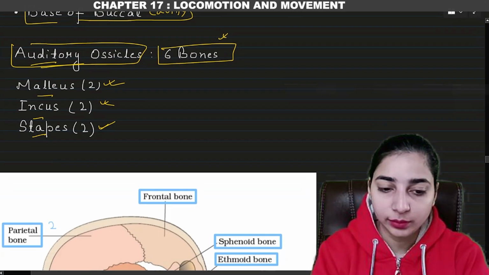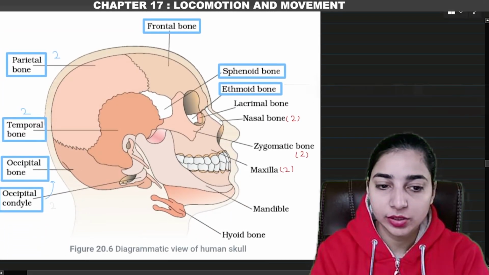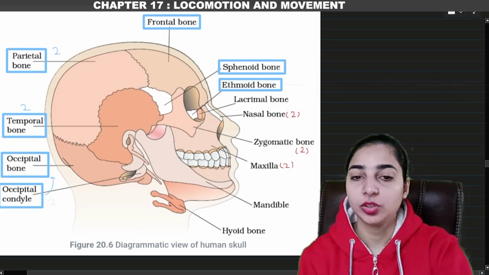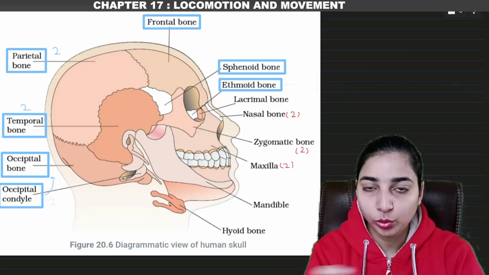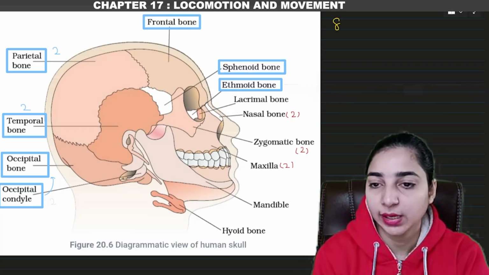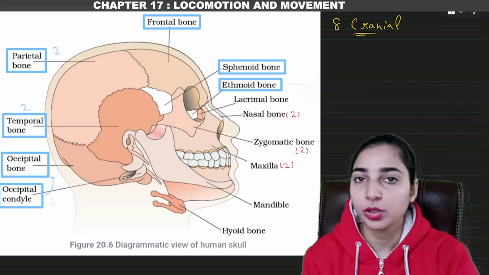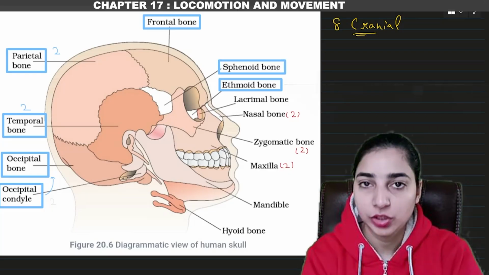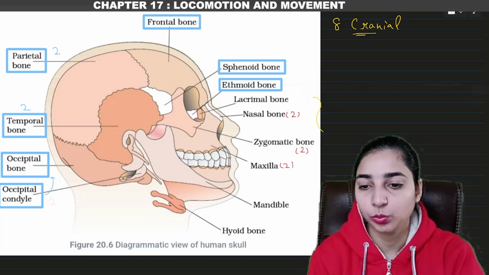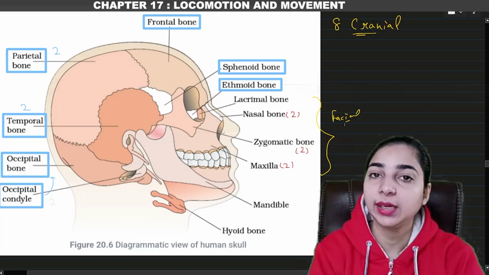Now let's have a look at the diagram. You can see this diagram of the skull region. Many types of bones are shown here. The bones which are present inside the blue boxes are the 8 cranial bones. I have put them inside the boxes to differentiate them from the facial bones. So the bones which are not present inside the blue boxes are the facial bones, and the bones which are present inside the blue boxes are the cranial bones.